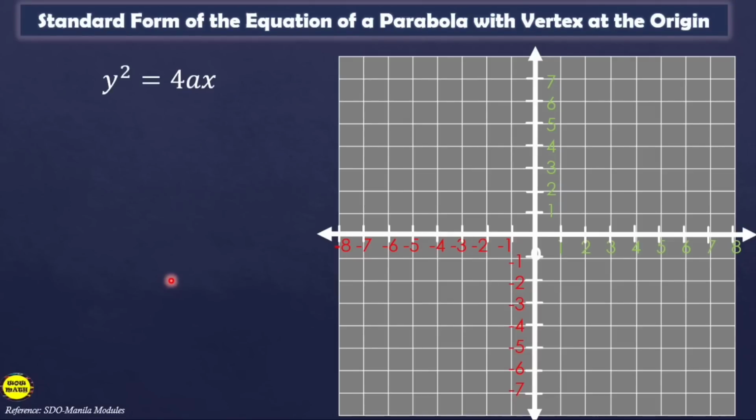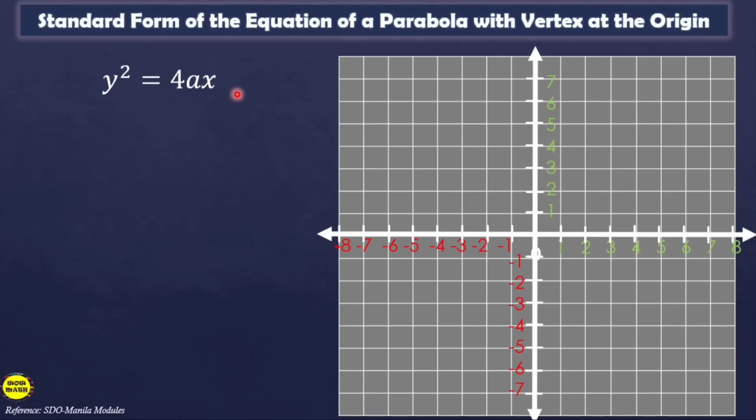The first standard equation of a parabola with vertex at the origin is y squared is equal to 4ax. So meron tayong apat na orientation ng opening ng graph ng parabola natin. Paano natin malalaman yung orientation ng graph natin given yung equation ng parabola natin? Titingnan natin yung variable na naka-squared at yung variable na hindi naka-squared. Kagaya nitong halimbawa natin ngayon, yung variable x yung hindi naka-raise sa 2.